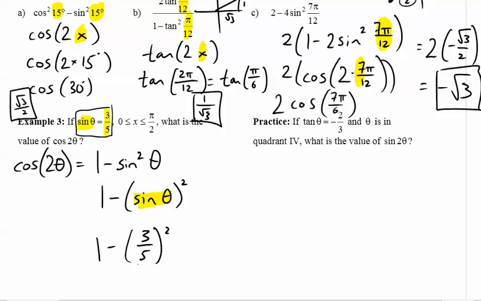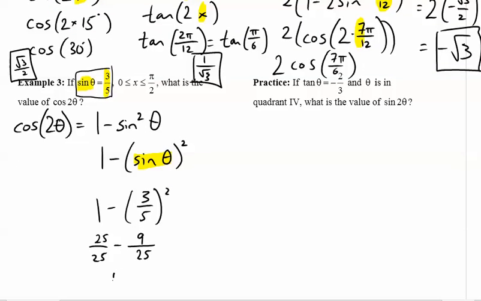So now 3 squared is 9, 5 squared is 25. So this is 25 over 25 minus 9 over 25, aka 16 over 25. That's it. So it looks like a really complicated question.